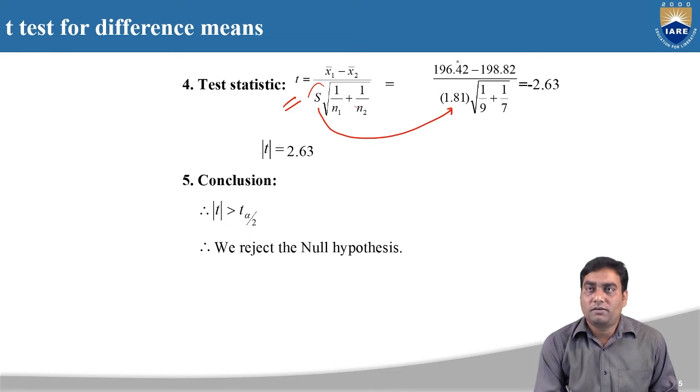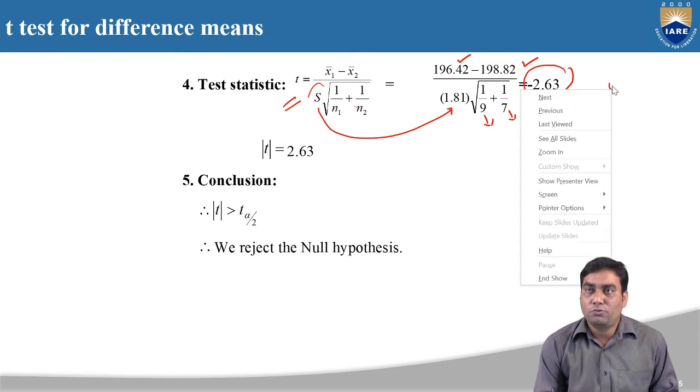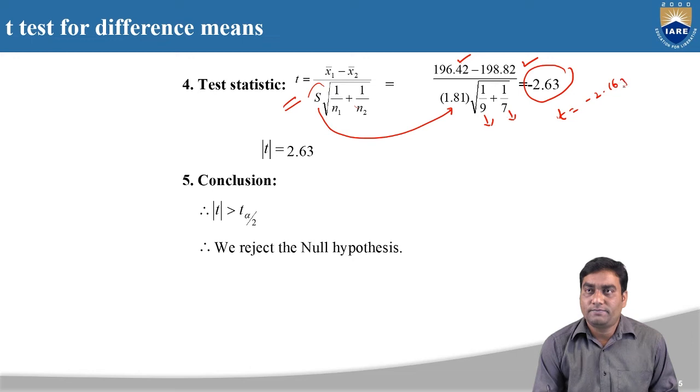And x1 bar is 196.42, minus x2 bar, also given, 198.82, by s, which we calculated as 1.81, into under root of 1 by n1, first sample size 9, plus 1 by n2, second sample size 7. If we simplify, we'll get minus 2.63. So the t value is minus 2.63. Therefore, you take the modulus of t, plus 2.63.